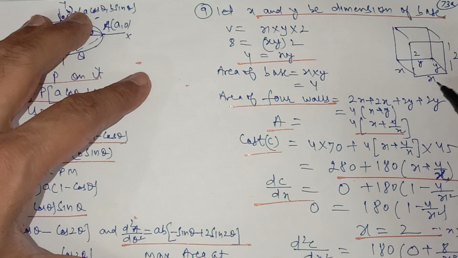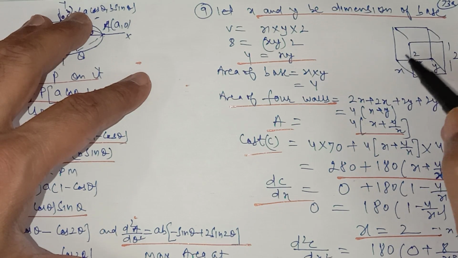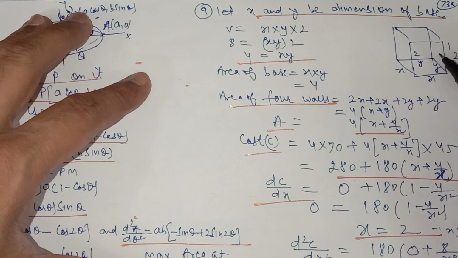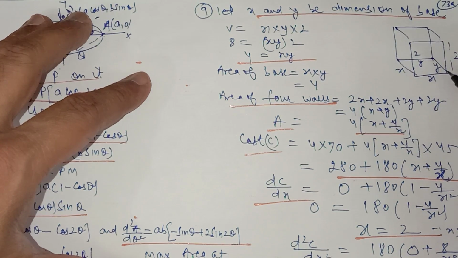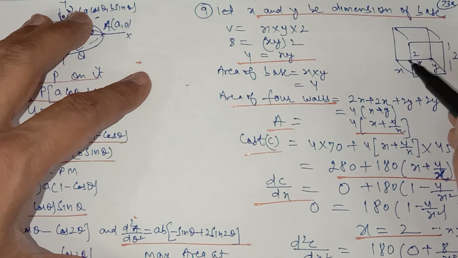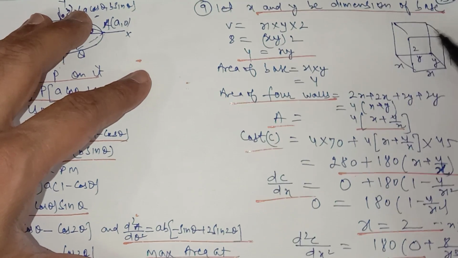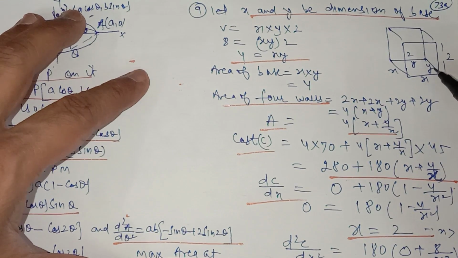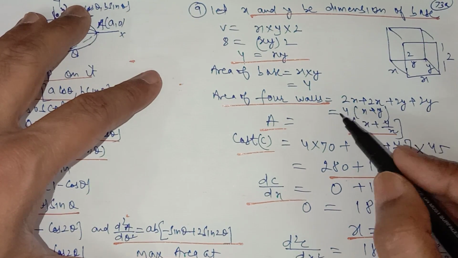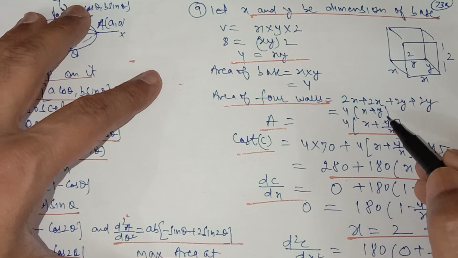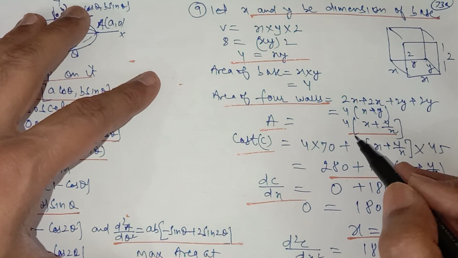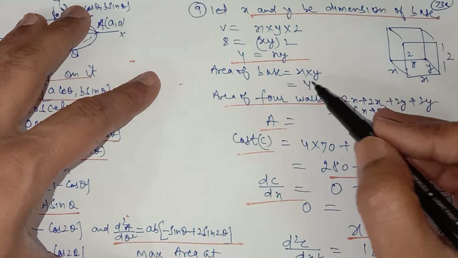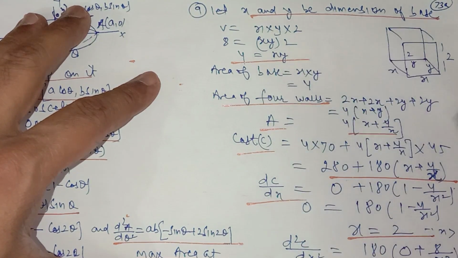Now the area of this wall will come out to be x into 2, then the area of this wall is also x into 2, and the area of the back will be y into 2, and the area of the front is also y into 2. Or you can use the area of 4 walls as twice height, length plus breadth. Twice height means 2 into 2, or length plus breadth, you can do it like this. So the area of 4 walls will be 4x plus 4y, replacing the value of y as 4 upon x.